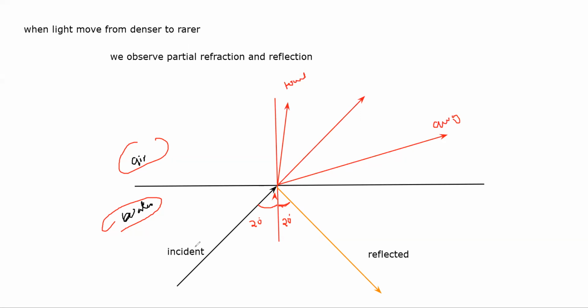When the light moved from water to air, as the speed increases, it went away from the normal. We discussed yesterday that when the speed of the light changes, its direction changes. If its speed increases, it goes away from the normal. If its speed decreases, it will bend towards the normal. This is what happens in refraction. Is it clear? Yes, sir.